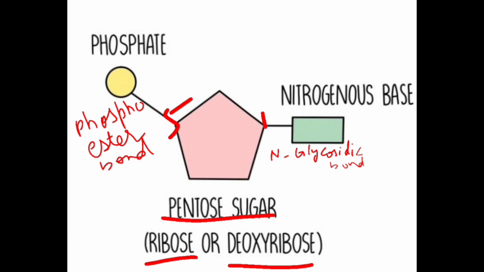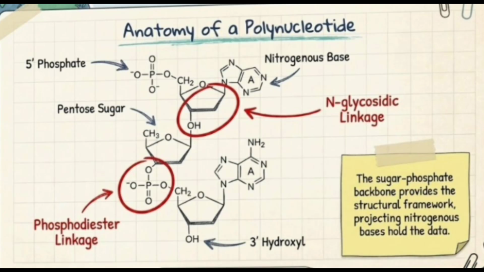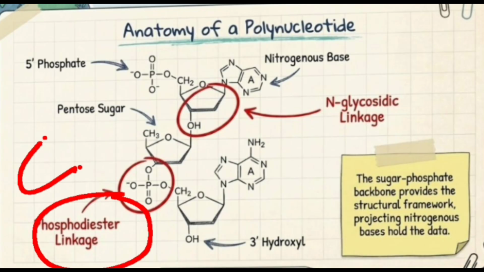So the first carbon of the pentose sugar is attached to a nitrogenous base, and the fifth carbon of the pentose sugar is attached to a phosphate group. The bond between the first carbon of the pentose sugar and the nitrogenous base is an N-glycosidic bond, and the bond between the fifth carbon of the pentose sugar and the phosphate group is called a phosphoester bond. Okay, so you will ask what is phosphodiester linkage. It is nothing but two nucleotides joined together. Two nucleotides are joined together with a phosphodiester linkage.